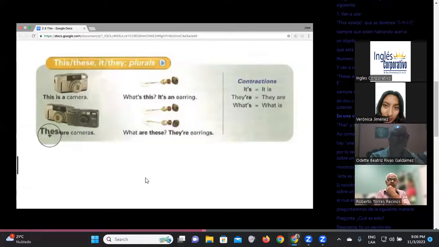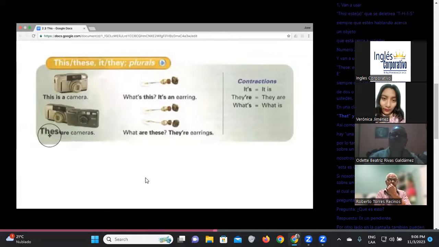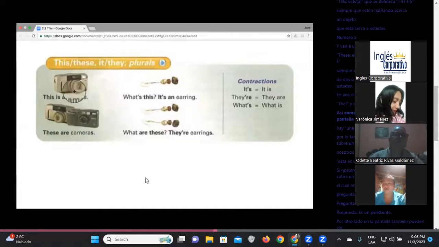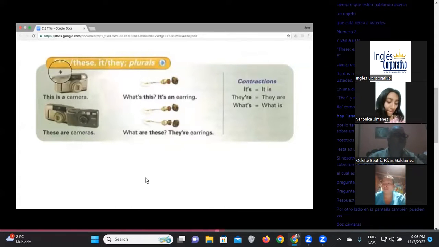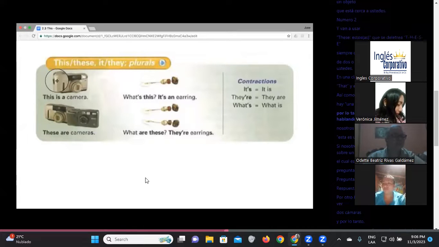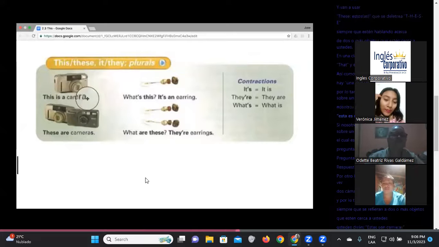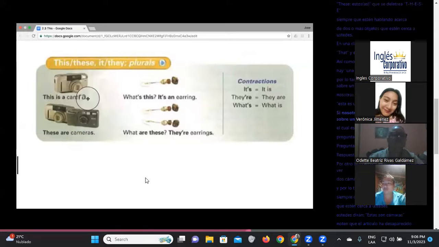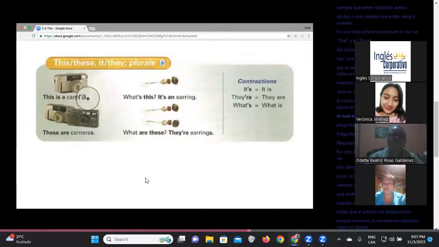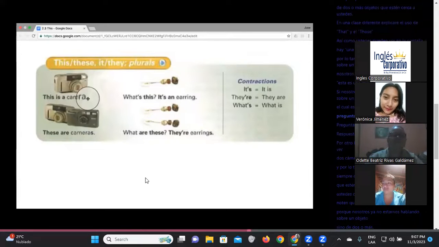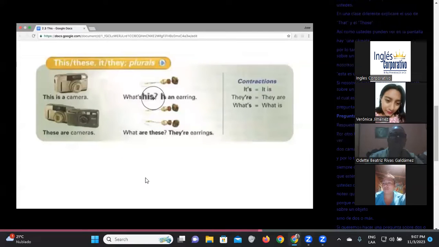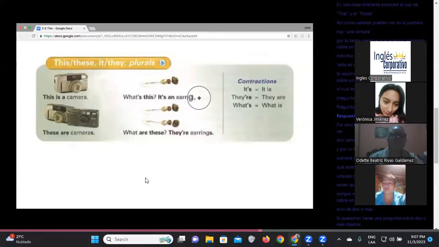On a different class, I'll explain how to use that and those. So as you can see on the screen, there is a camera. And therefore, whenever we talk about one object, we're going to say, this is a camera. Once we ask a question about a particular object which is near to us, ask in the following way. What's this? It's an earring.